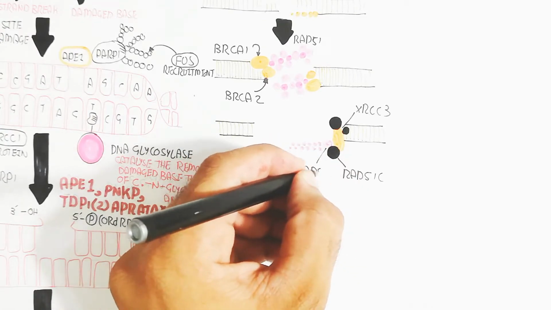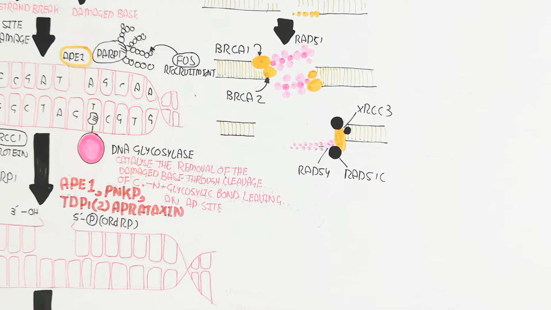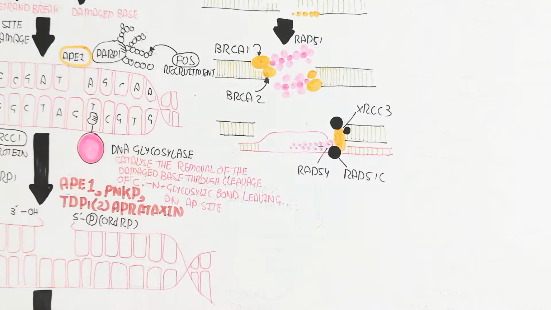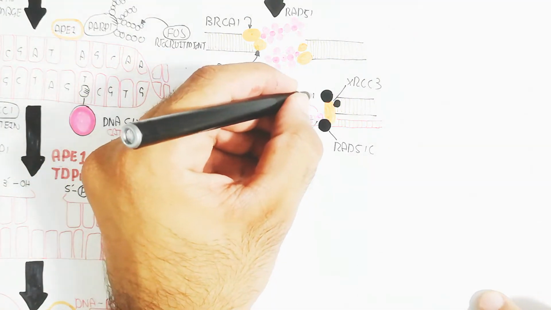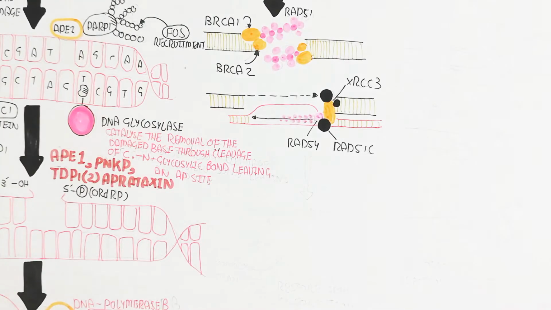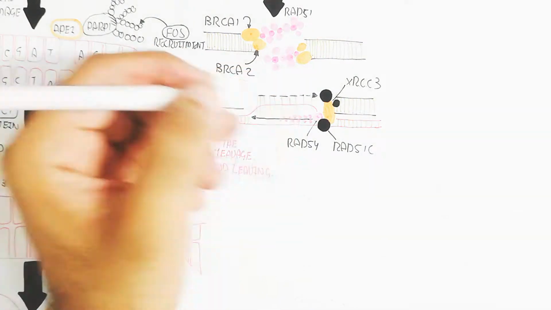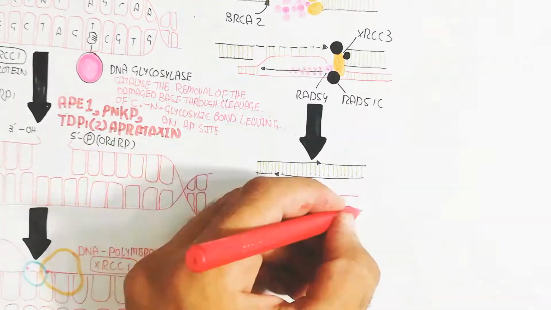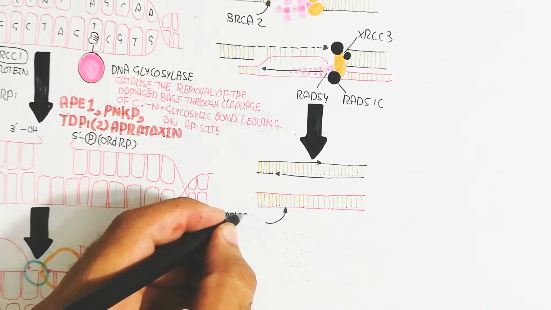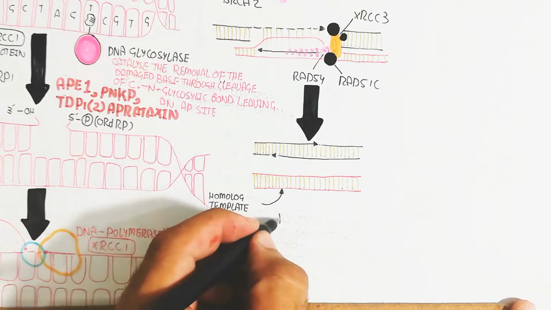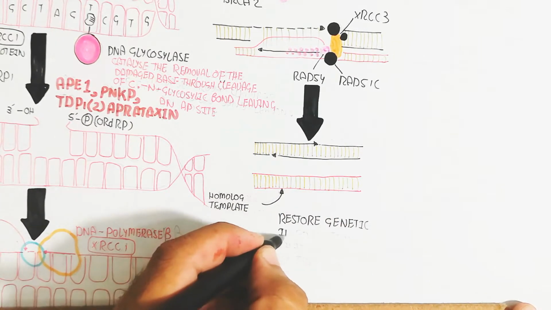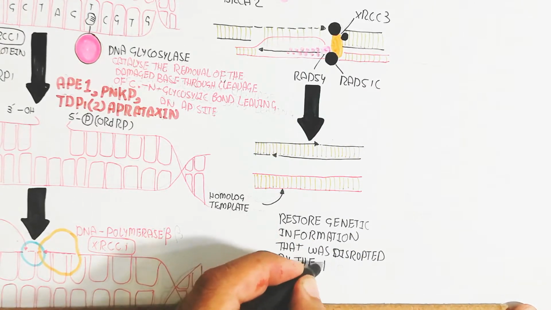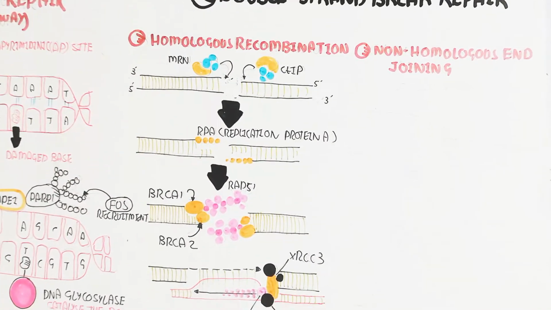So here is XRCC3 and RAD51 paralogs, RAD51C, which are recruited as well. Remember that because it is homologous recombination, the other strand will be recruited as a template, and this will lead to polymerization, and the repair will be complete. In this way the homologous template will be separated, and the genetic information that was disrupted by the double-stranded break is restored.